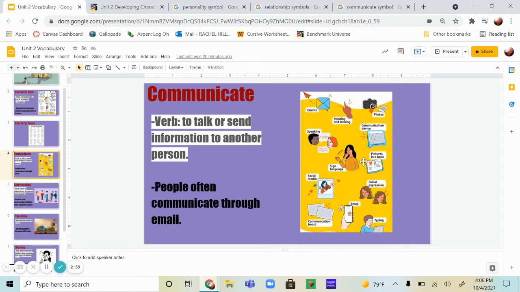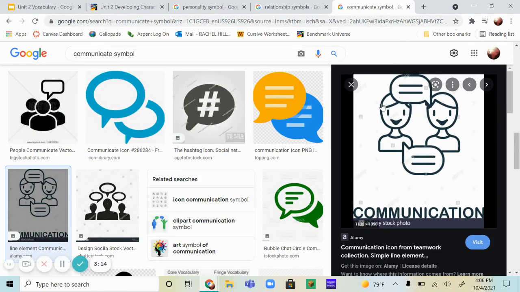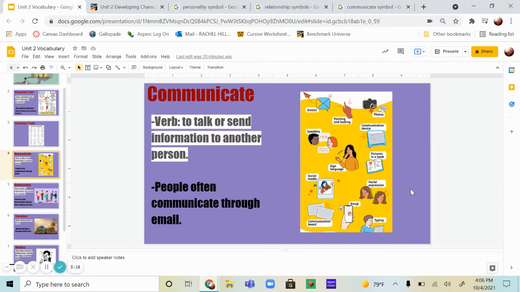Sometimes people have to communicate with sign language. We can communicate with emails, pictures, speaking. People often communicate through email. So go ahead and do your entry for communicate. If you're having trouble coming up with a symbol, that could be a good one. Or really, you could use any of these symbols that are over here too, or maybe you have one in mind. I can't wait to check it out.